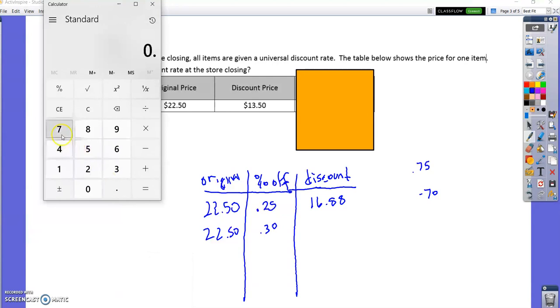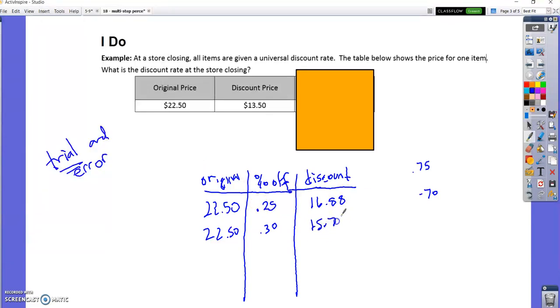So 70, let me clear. 70% of 2250 is 1575. Not right. Gotta save more, and I can just keep trying. I know we know the answer to this because we've done it. And I can just say, okay, well, I gotta do a little more. A little more, a little more. And of course, I can keep trying until I get to the right number.